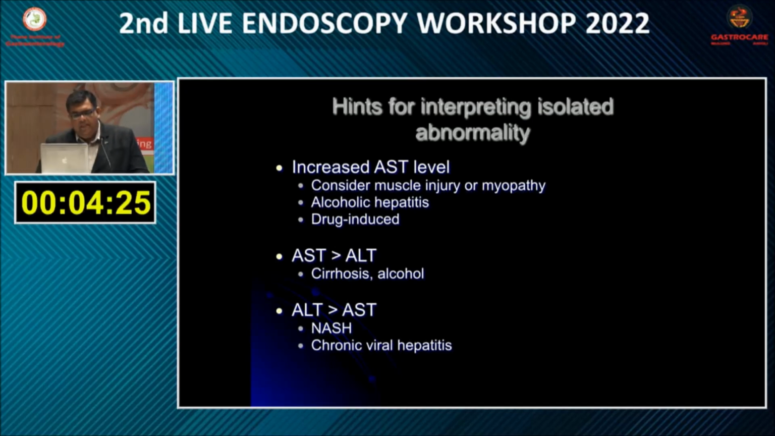SGOT, SGPT. If you have SGOT only increased, SGPT is normal, first confirm that it is from liver only and not from muscle or from the heart. Second, it could be because of alcohol, and third, it could be because of drugs. Or 4th would be Wilson's disease, but that is extremely rare. If both are increased, SGOT-SGPT, and SGOT is more than SGPT, then you have to think of either alcohol as the etiology or the patient has already developed cirrhosis. If SGPT is more than SGOT and both are elevated, then you have to think of NASH or chronic viral hepatitis.